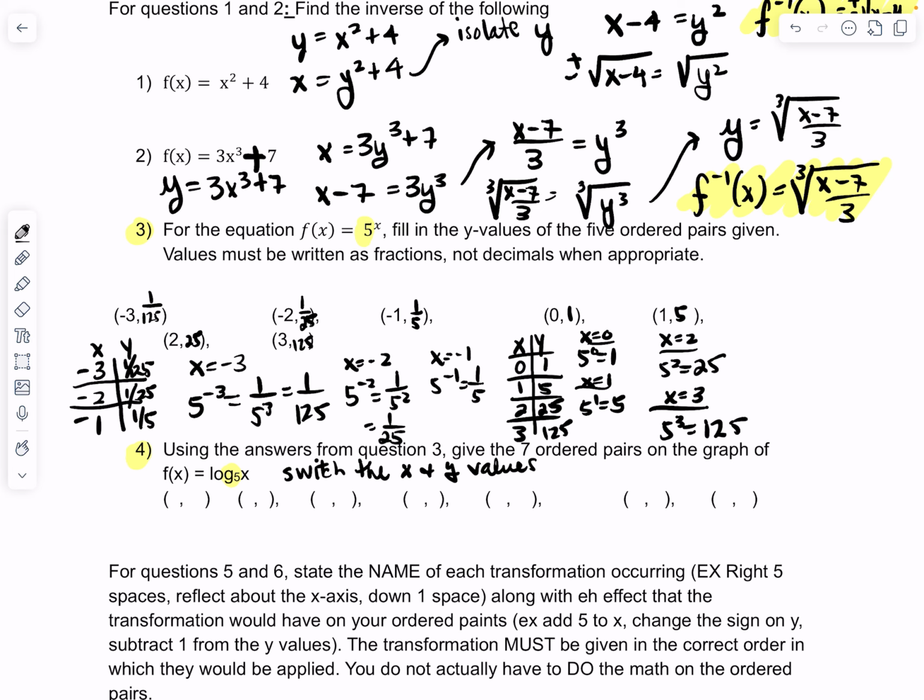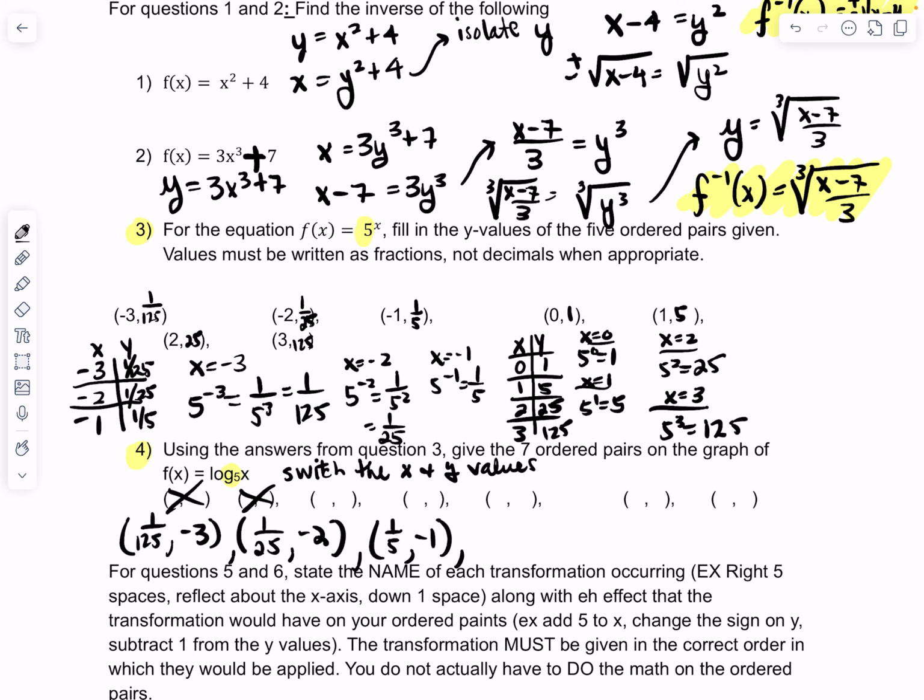So the first point was negative 3 comma 1 over 125. So if I take the log of that, it's going to be 1 over 125 comma negative 3. So that's going to be my first value. Okay, and I'm just writing these down below so I have more room. So the second one is negative 2 comma 1 over 25. So again, I'm flip-flopping what's x becomes y and what's y becomes x. So I have 1 over 25 comma negative 2. Okay, third one, I had negative 1 comma 1/5. So now I have 1/5 comma negative 1.